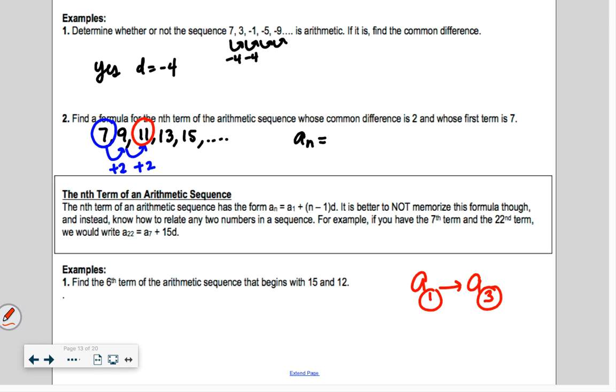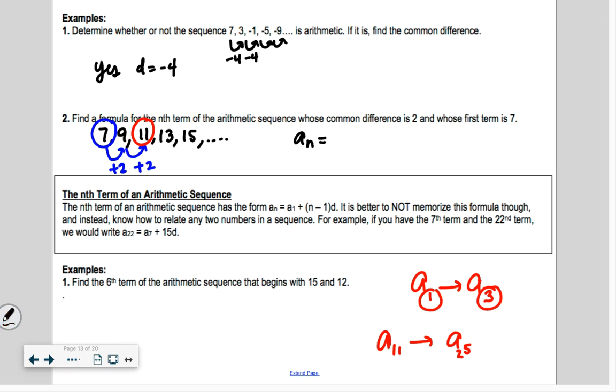Does that make sense? If I started with the 11th term and I wanted to get to the 25th term, how many times would I add swoops? 14. Does that make sense? Do you guys see it? 11 to 25. 25 minus 11 is 14.